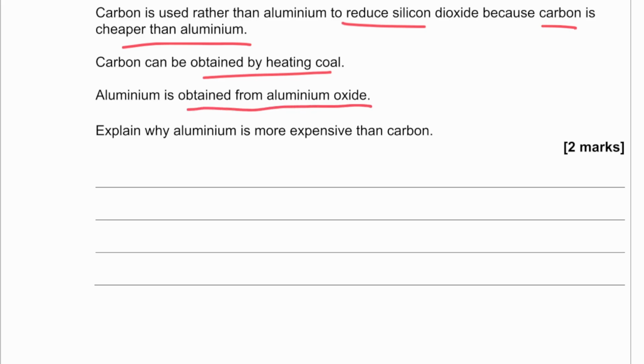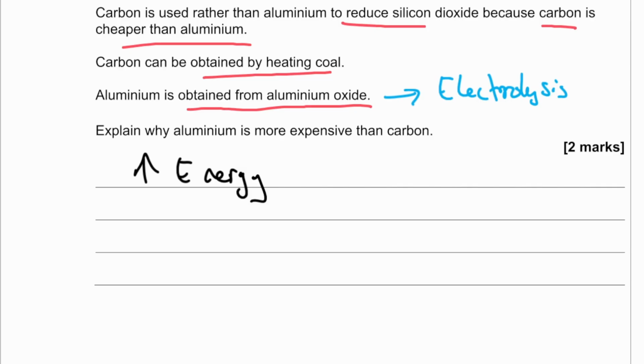Well, it's kind of given us a clue because it just says it's obtained from aluminium oxide. But aluminium oxide is an ionic compound. So to actually split an ionic compound, how do you do it? We already covered it in the previous questions. It's electrolysis. So this requires electrolysis. Now, one fact you should know about electrolysis is that it can be quite expensive because you need lots of energy, and that energy obviously costs money. So because you have to use electrolysis, you need more energy. So that's what you'd say for this question.